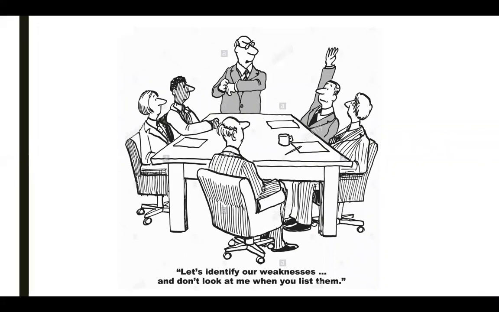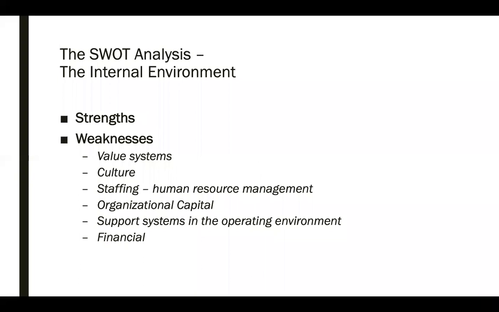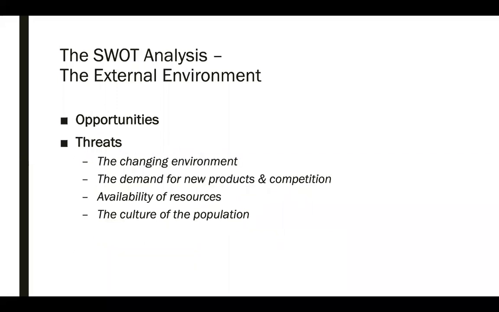So we have to know our weakness, strength. From the internal environment, which points we can take as strength and weakness: value system, culture, staffing, organization, capital, support system, financial. Later I will give you an example to be more clear. Also the external opportunities and threats: the changing environment, the demand for new products or services, availability of resources, the culture of the population.